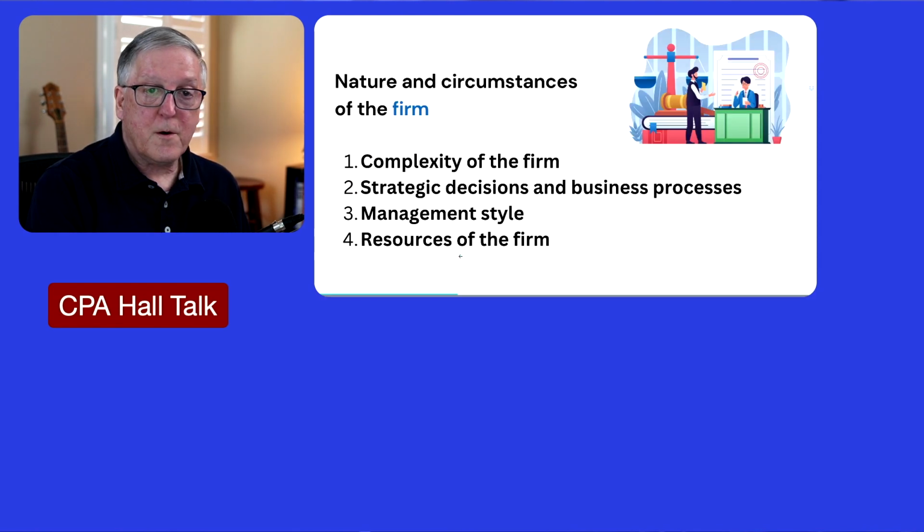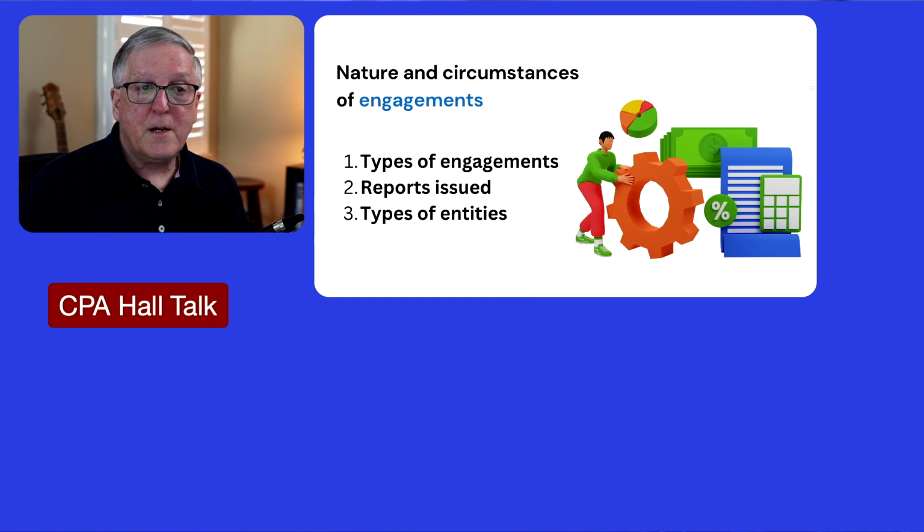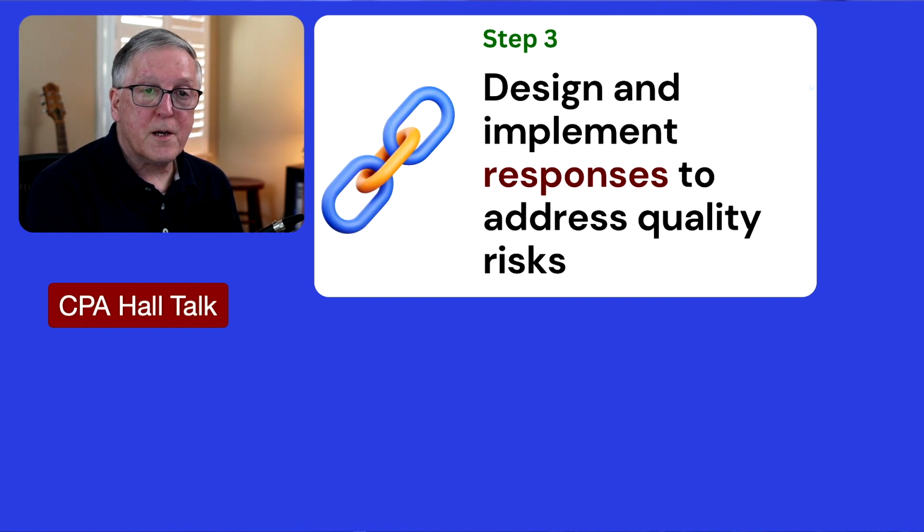We're also going to look at the types of engagements. So if you do audits, that's one risk element. If you do, say, examinations under the attestation standards, that would be another one. If you do Yellow Book engagements, that would be another one. So you're going to look at the types of engagements, the reports issued, and the types of entities before you do your risk assessments. So once you develop your risk assessment, then you're going to design responses.